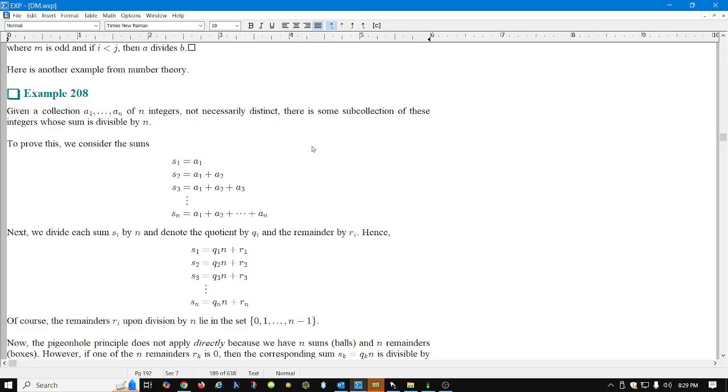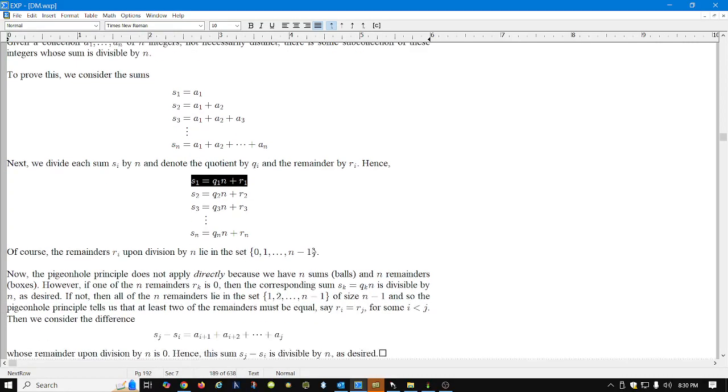Now we divide each sum, Si, by n, and write the quotient and the remainder, as elementary school kids would do, I suppose. The remainders, upon division by n, lie between 0 and n minus 1. There are n possible remainders. Well, it kind of looks like we're stuck, at least with respect to the pigeonhole principle, because there are n sums and n remainders. But here is the thing.